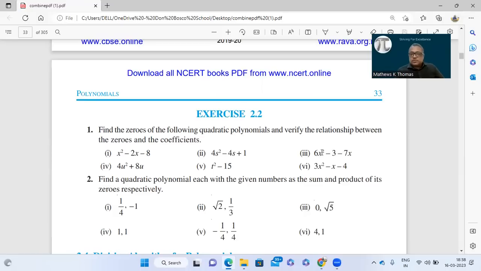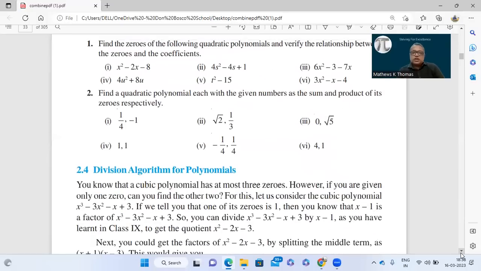And also the third part is important because here the order 6x squared minus 3 minus 7x is given. First, you will have to rearrange this. It's not like the other question where already the arrangement is done for you. Here you will have to bring minus 7x to the second term and shift minus 3 to the last term. And then you will split the middle term, find out the zeros.